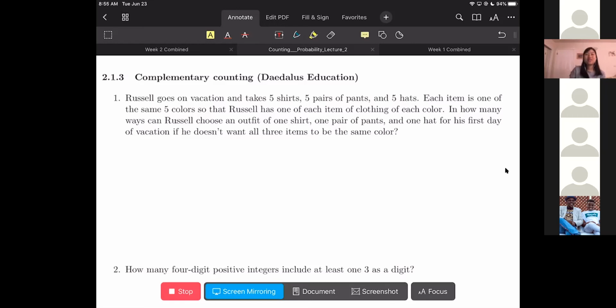Oh, no worries. Okay. So basically Russell has 5 shirts, 5 pairs of pants, 5 hats. Each one, he has in the same 5 colors. And then it says, how many ways can Russell choose an outfit of 1 shirt, 1 pair of pants, and 1 hat for his first day of vacation if he doesn't want all 3 items to be the same color? So anyone have any ideas on how we can do this one?